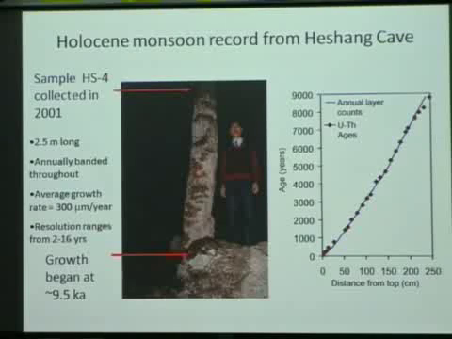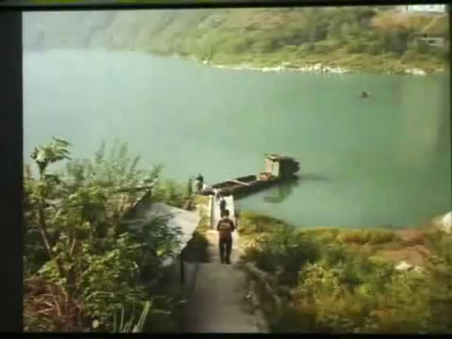So, it began growing around 9,500 years ago. Shown over here are the uranium-thorium dates in red, plotted versus distance from the top. And in blue are the results of annual laminate counts that were done, thankfully, by Chinese master students who counted every layer in this sample repeatedly to confirm that, in fact, the bands were annual, and also to help confirm the uranium-thorium chronology. So it's very well dated.